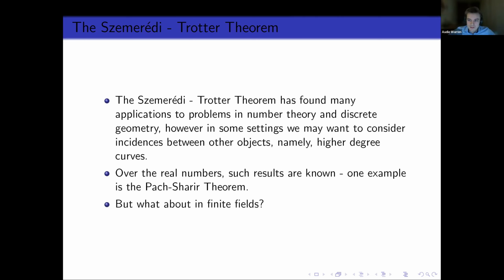Okay, but the whole point of this talk is finite fields. So we now have a sort of landscape for the real numbers where we have an actual optimal bound for lines, and we can do things for higher degree curves. But what if we swap the real numbers for finite fields? Can we do things there?